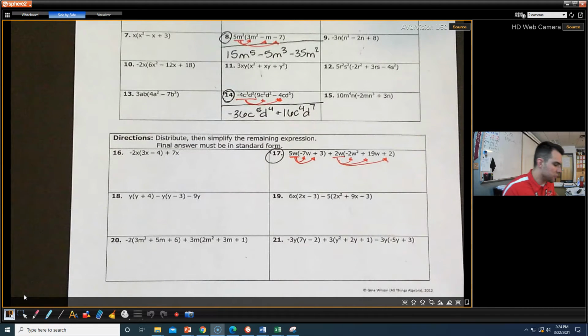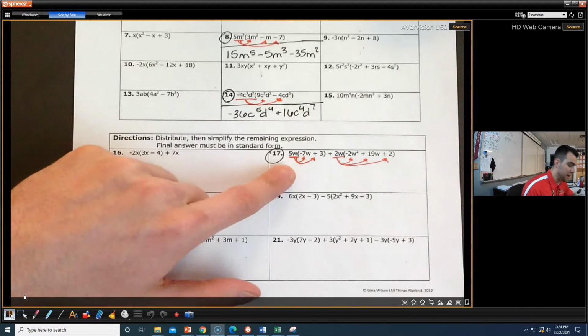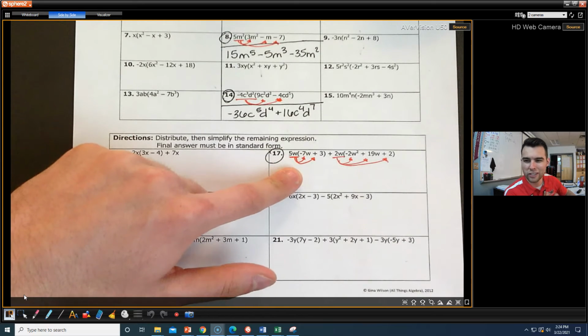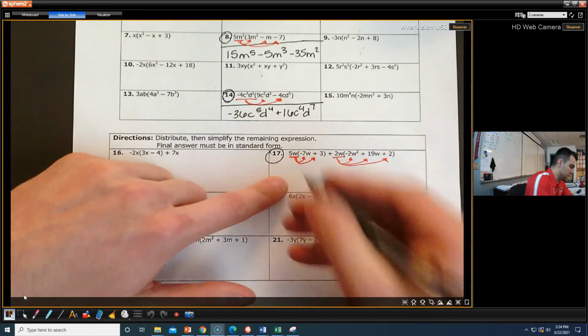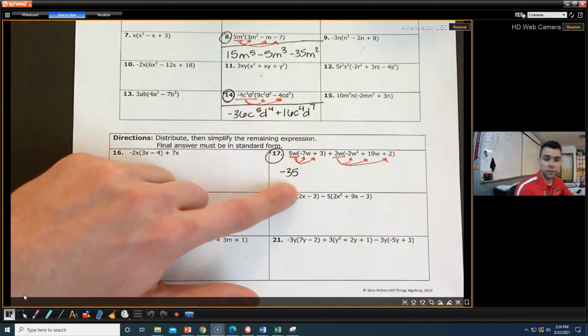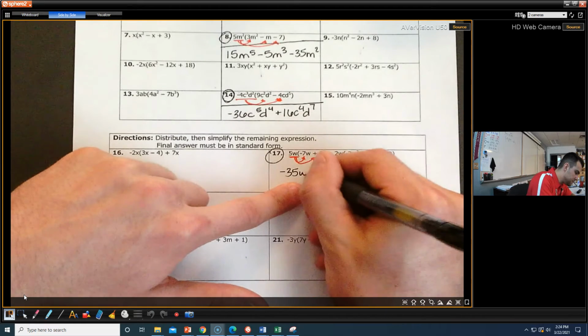So now I'm just going to do my product rule like I did last time. Okay, 5w times negative 7w. I'm going to go a little bit faster. 5 times negative 7 is negative 35. W times w is w squared.